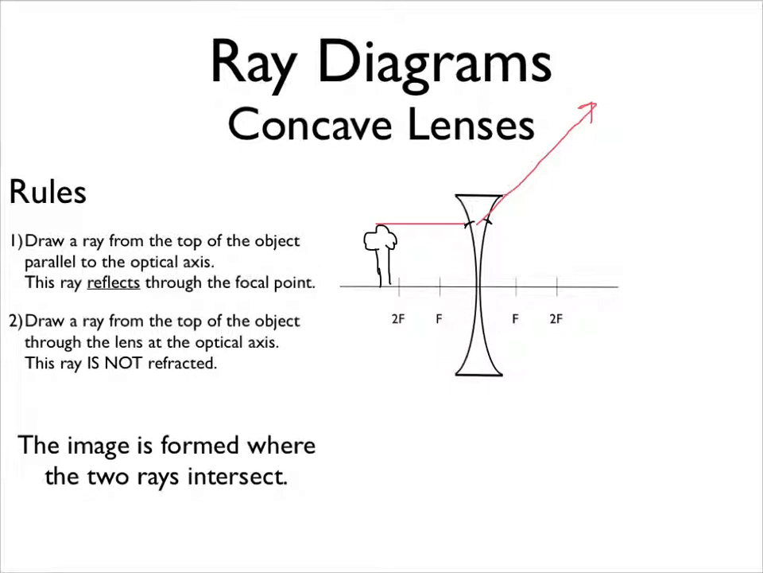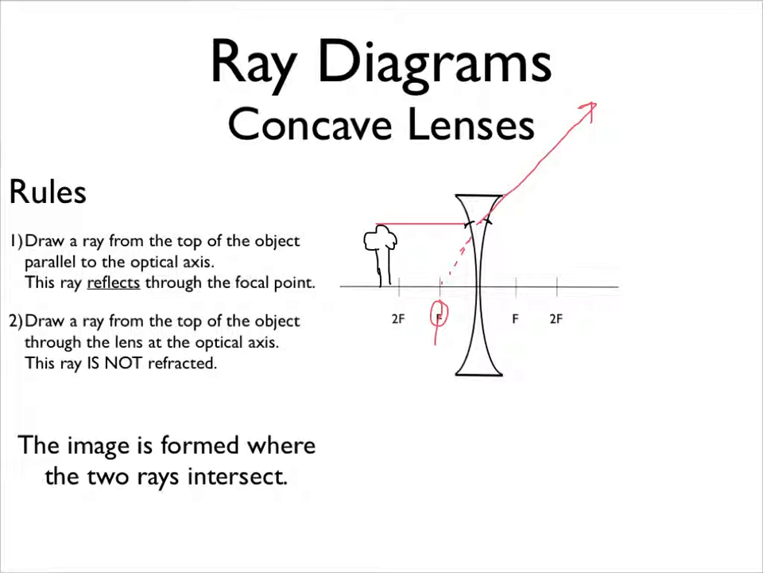Now, if we look at the rules here, it says this ray reflects through the focal point. Well, it doesn't really reflect. It does, in fact, refract. But if we think about this light wave out here, this light wave isn't parallel to anything. It's not going to intersect with anything. And so that's not the part of the light wave that we're interested in. We're interested in the part of the light wave back here. And so that's why we say it reflects through the focal point. It actually refracts, but we're going to draw it backwards so that it lines up with the focal point at this position. The next thing that we're going to do is draw a second ray.